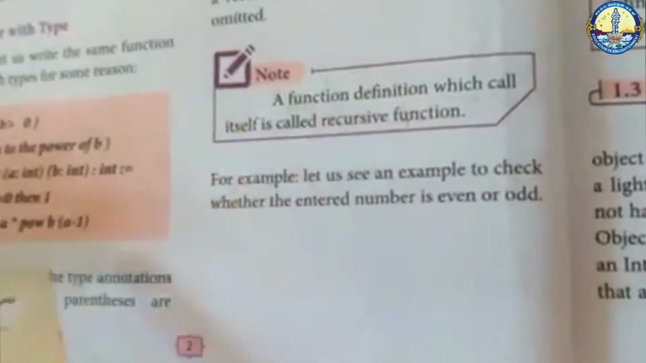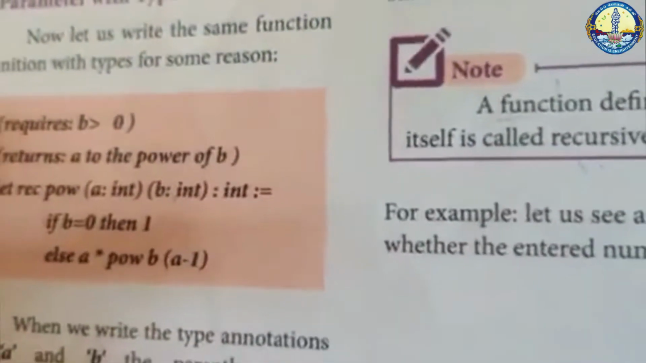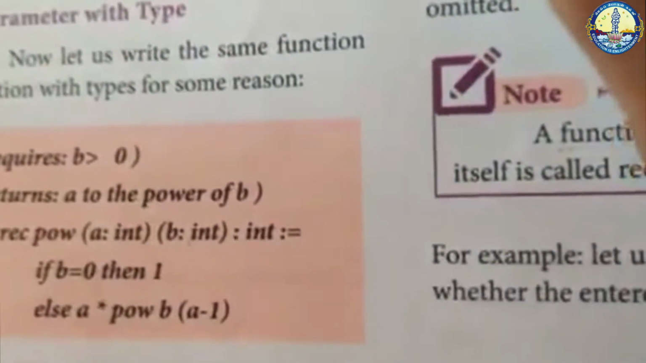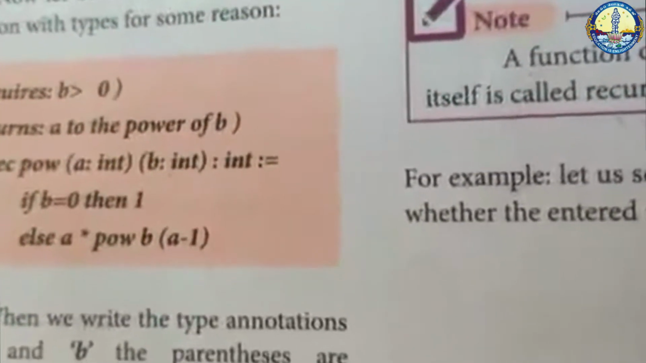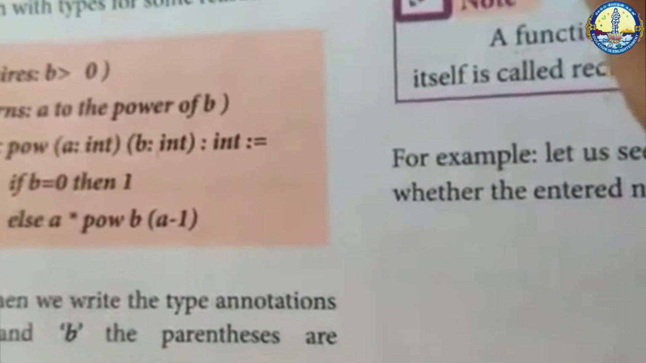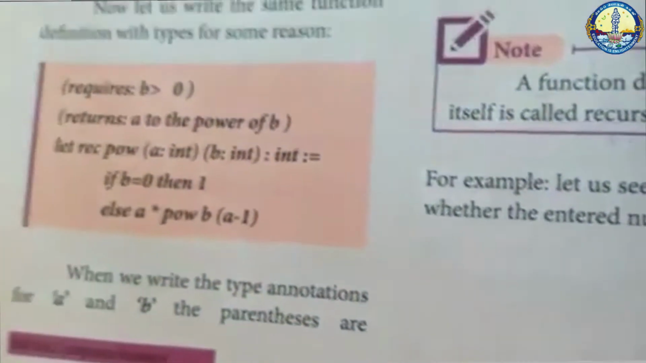When we write the type annotation for A and B, parentheses are mandatory. Generally we can leave out the annotation because it's simpler and lets the compiler infer them. There are times we want to explicitly write down types. This is useful when you get a type error from the compiler that doesn't make sense. Explicitly annotating types can help with debugging, such as error messages. So it is called parameter with type.